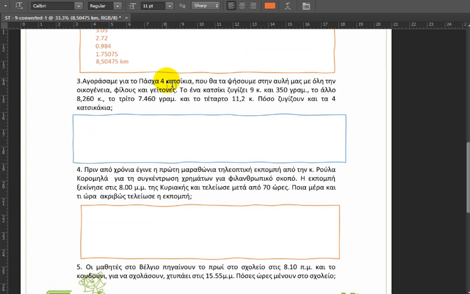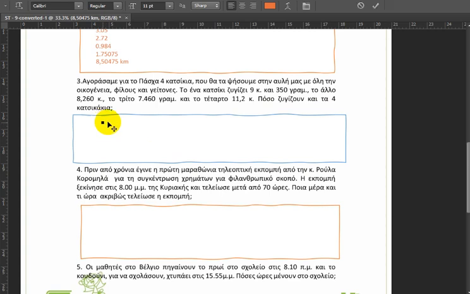So this Easter we bought 4 goats, and we're going to roast them in the yard with the whole family. One of them weighs 9 kilograms, 350 grams. The other one weighs 8.260 kilograms. The third one weighs 7,460 grams. The fourth one weighs 11.2 kilograms. How much do they weigh together?